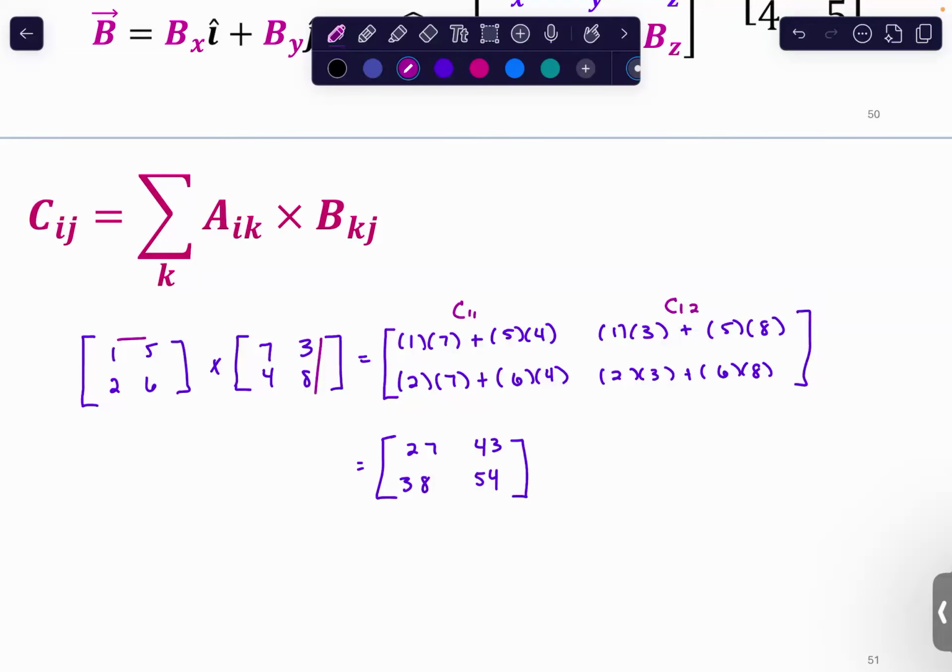Because if you look at this, say this was C1, 2. Then I has to be 1, J has to be 2, and the K's have to equal each other as you're going through. So you're going to do A11 times B12 plus A12 times B22. So that's how it's working. But I still think it's easiest for the time being to say, I have matrix 1, matrix 2, I'm going to do row 1, column 2. And that gets you started pretty well.